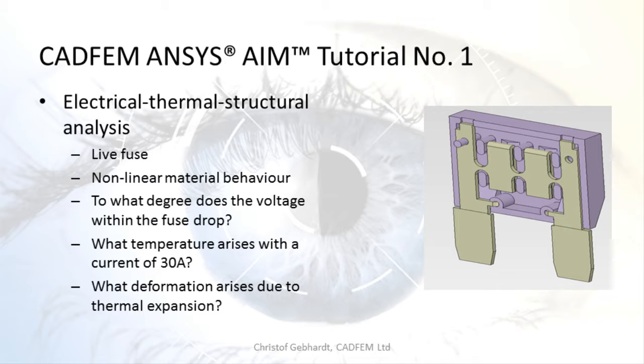This is Christoph Gebhardt, and I'd like to show you how to perform an electrical, thermal and structural analysis using ANSYS AIM. What we're dealing with is a fuse, and we want to study the current path, i.e. the voltage drop that occurs, the temperature that arises, and the deformation that arises due to thermal expansion. The whole thing has to be calculated in a manner that links everything together, i.e. all the physical properties, the electrical, the thermal, and the structural properties are put into a single analysis, because we're dealing with non-linear material behavior, as the material properties are temperature dependent.